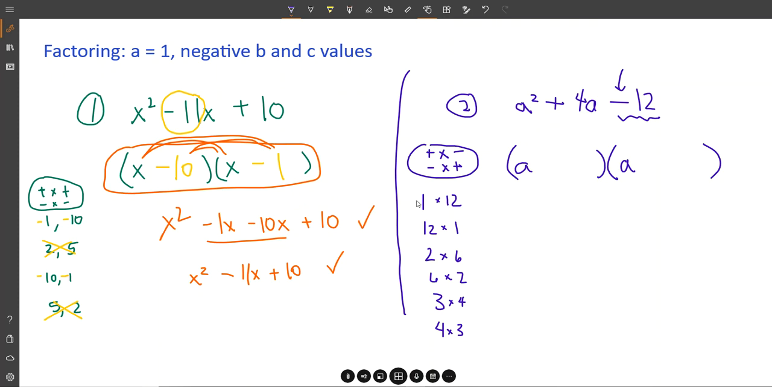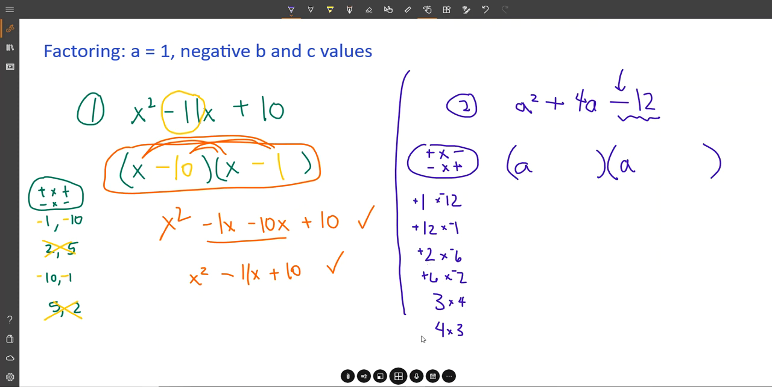I could do a positive 1 times a negative 12. And for me to change that here, it would have to be like a negative 1 instead, or a positive 12. Those are two different options. I could do a positive 12 and a negative 1, or switch it around with the signs. So I could do a positive 2 times a negative 6. That would equal negative 12. Or I could do a positive 6 times a negative 2, right?